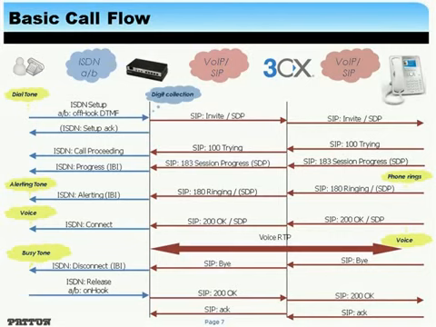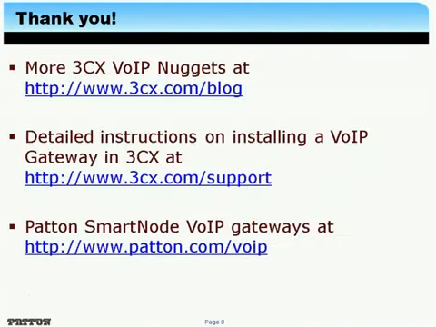So that's basically it. It's no magic. The SIP messages are the same with a gateway as without a gateway. Just the gateway knows how to translate this into ISDN messages. This concludes the VoIP Nugget about working with VoIP gateways, part 1 of 3.